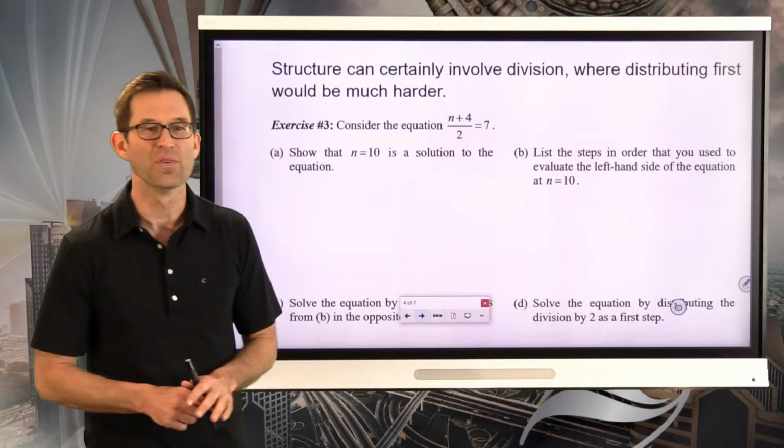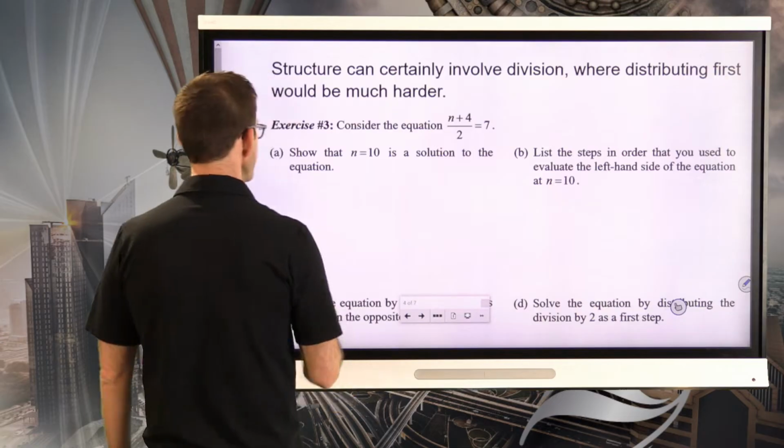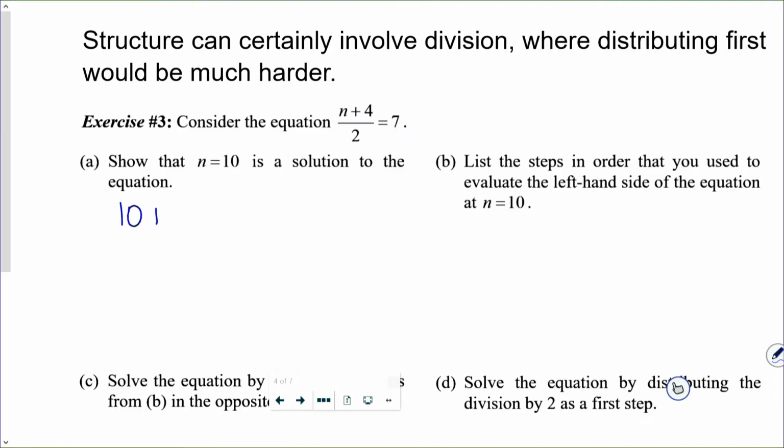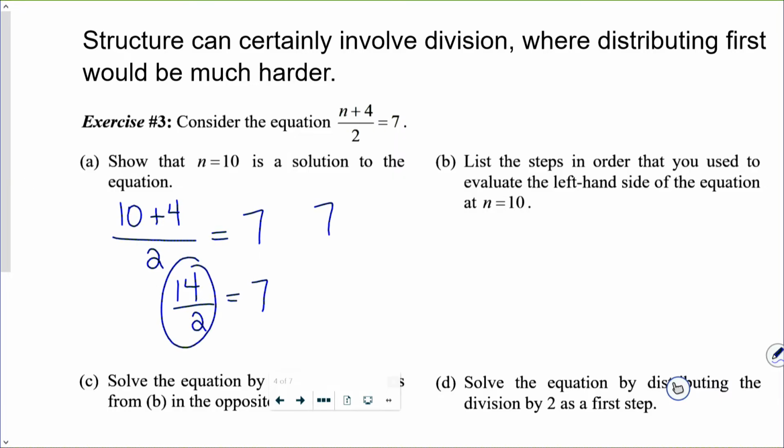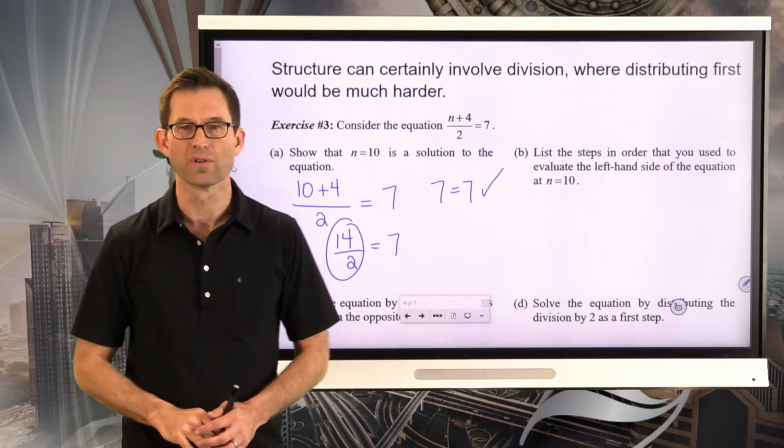All right, well, let's do this together, okay? So what am I going to do? I'm just going to take my 10, plug it into the equation, as always, right? Then, of course, I've got to add the 10 to the 4 to get 14. Then I have to do the 14 divided by 2, and that'll give me 7. So you bet, n equals 10 is a solution.